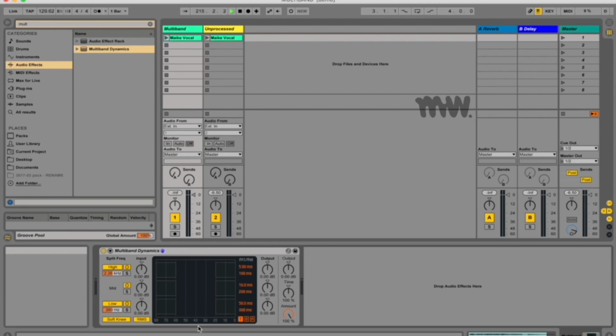You can click on the timestamp from the description or ask me in the comments and I'd be happy to explain it further. But now that the theory is out of the way, I'm going to go into this audio effect and explain how this particular Multiband Dynamics processor works.